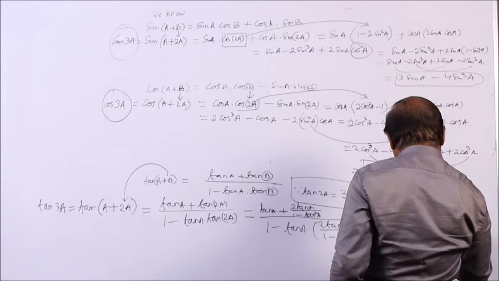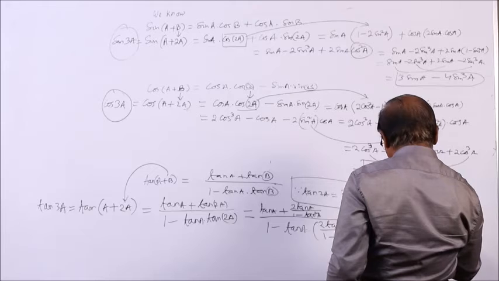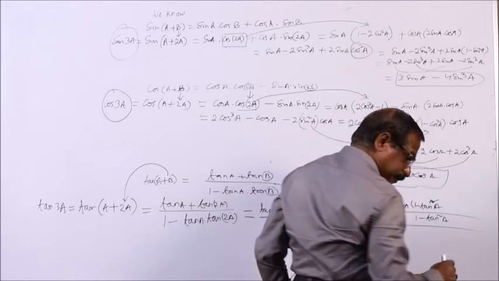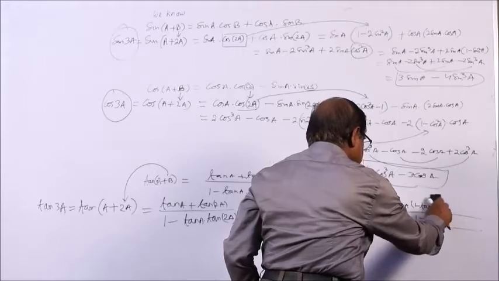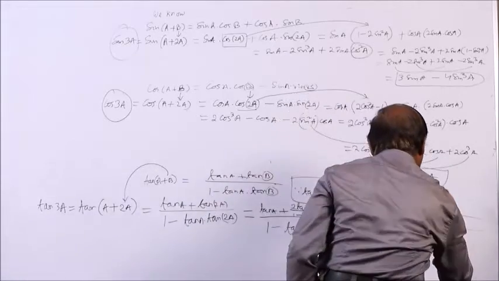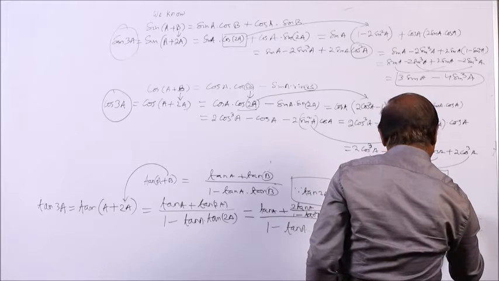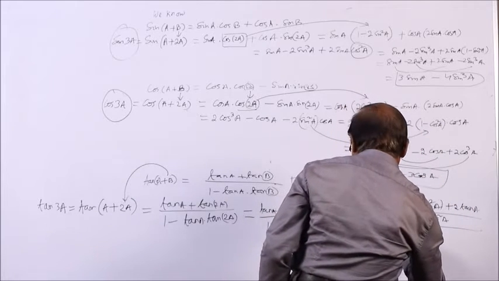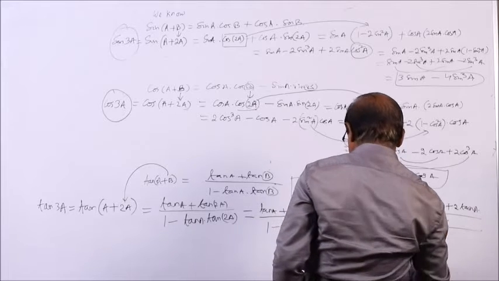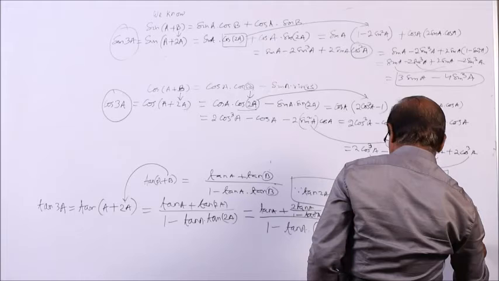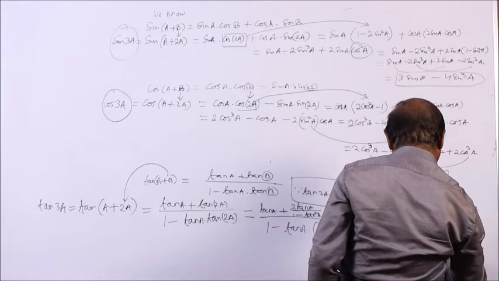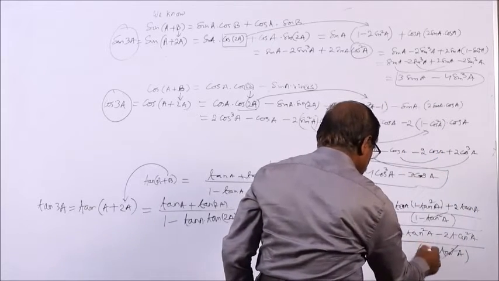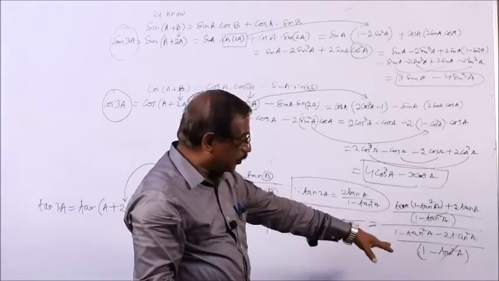This LCM is 1 minus tan square A. This tan A is multiplied with 1 minus tan square A plus 2 tan A, and this will be 1 minus tan square A minus 2 tan square A by 1 minus tan square A. You see, common denominator, so you can cancel the denominators, right.